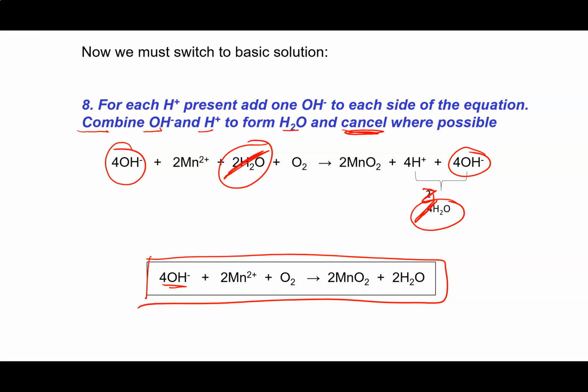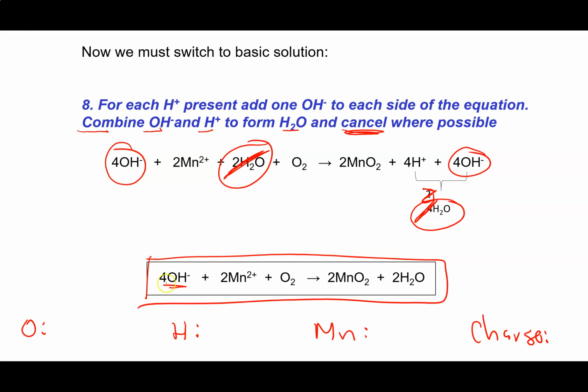There's the presence of the hydroxide ion. So 4 hydroxides plus 2Mn2+ plus O2 gives 2 MnO2 and 2 waters. And nothing repeats on either side of the arrow. There's no electrons left over. And if I add up the numbers of each atom, let's just do that: oxygen, hydrogen, manganese, and of course, charge.